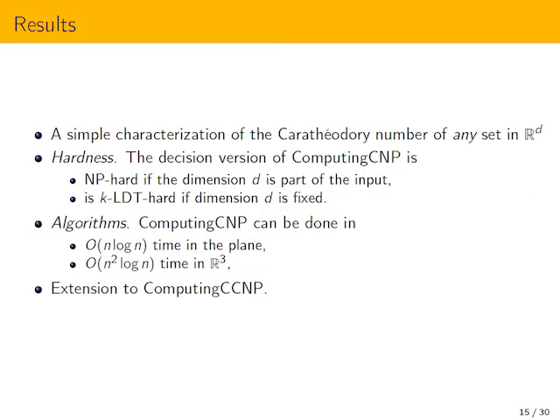Here we summarize all the results. We characterized the Carathéodory number of any non-empty set in R^d. We showed that the decision version of computing CNP is NP-hard if the dimension d is part of the input, and it is W[1]-hard if the dimension d is fixed. We present 2 algorithms for computing CNP in the plane and R^3. Then we extend our results for computing CNP to computing CCNP.